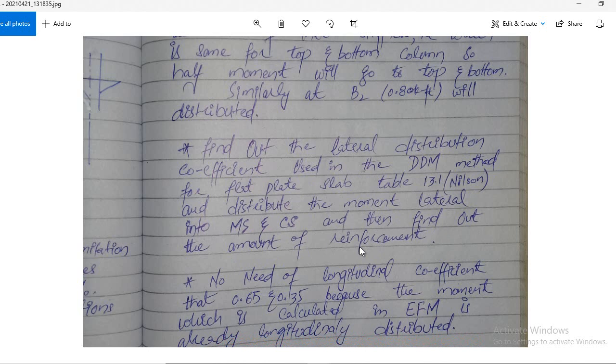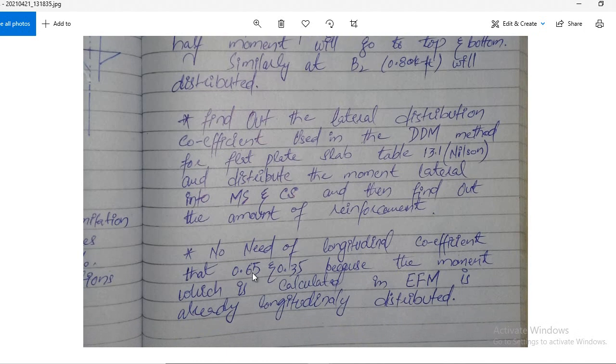So as in this case we have no beams, that's why we don't need to interpolate the values of alpha and beta. We don't need those things. We just need to find out this table and find out the distribution, lateral distribution coefficients. And one thing more, you don't need 0.65 and 0.35.